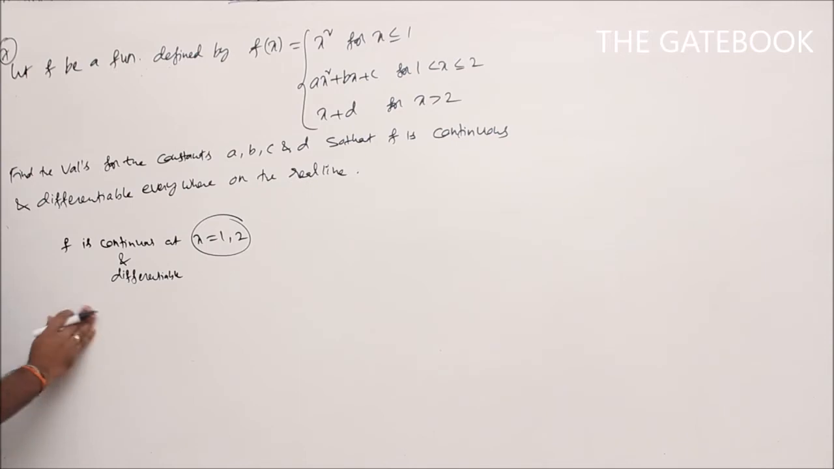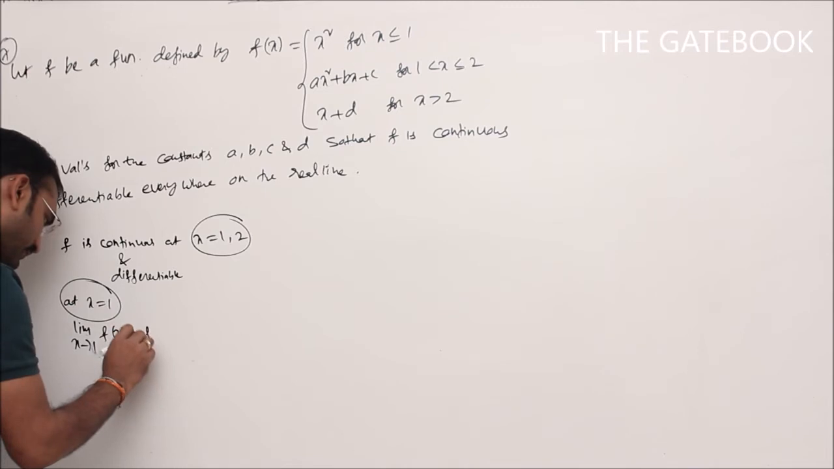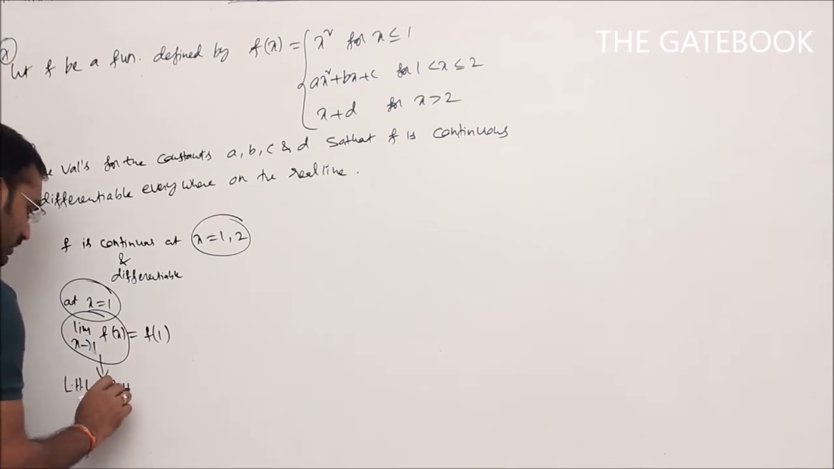Now first applying the continuity definition at x is equal to 1, given that function is continuous. So at x is equal to 1, function is continuous means, before going to LHL, I can write the basic definition. Limit x tends to a, here a value is 1, x tends to 1, f of x must be equal to f of 1. So again here, that limit value exists if and only if LHL is equal to RHL. Left hand limit is equal to right hand limit.